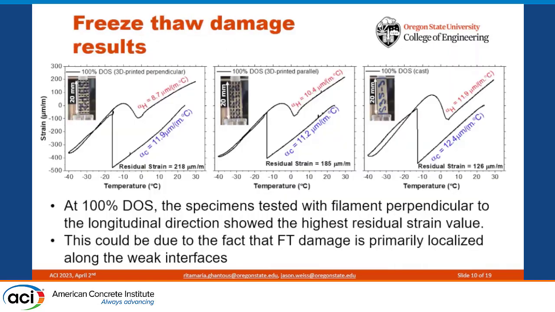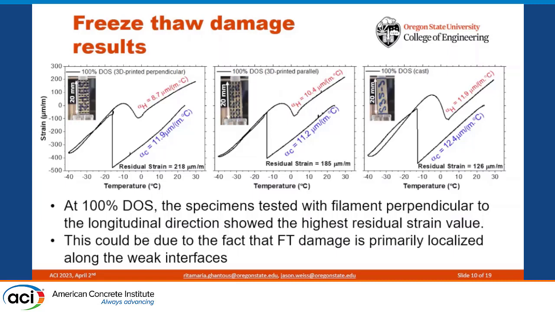So here are the results at 100% degree of saturation, where the samples are fully saturated. The first graph is for the perpendicular direction, so filament perpendicular to the length change direction, then the parallel direction, and then the cast sample. These are residual strain values for all three geometries. You could see that at 100% DOS, the sample with perpendicular filament has a higher residual strain value as compared to the other one, and that's mainly due to the weak interface. So the first damage will happen along the interface, so you'd be able to capture this in the perpendicular direction, which you would not be able to see in the other direction.